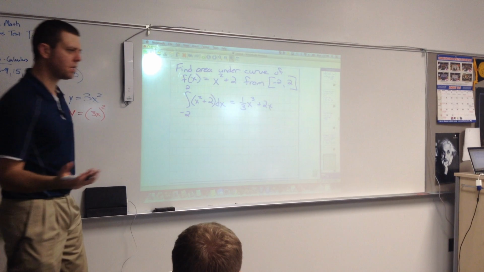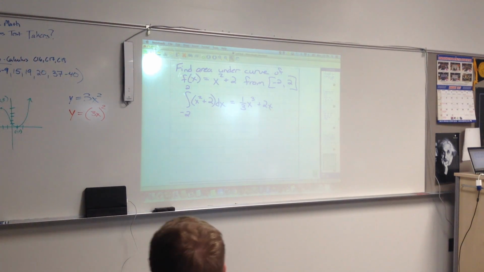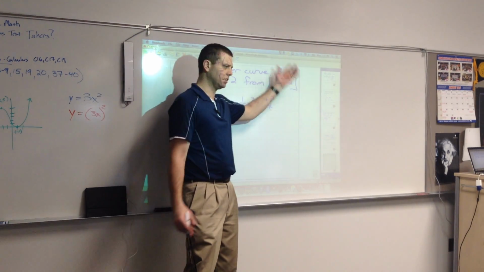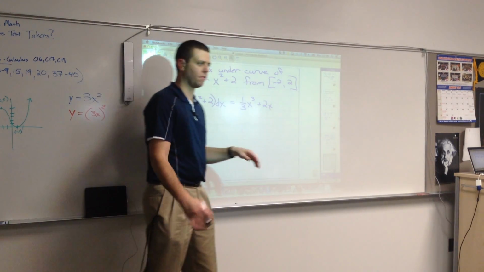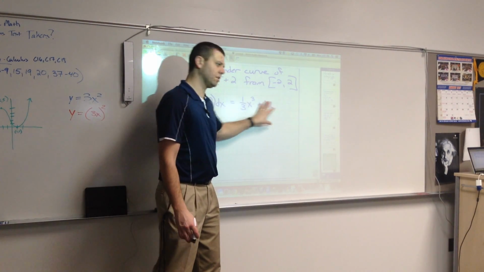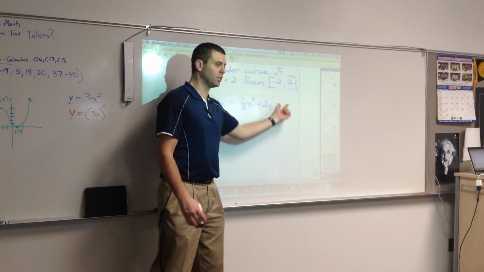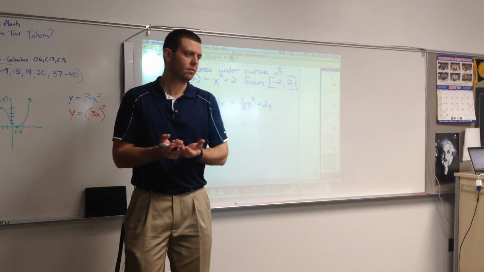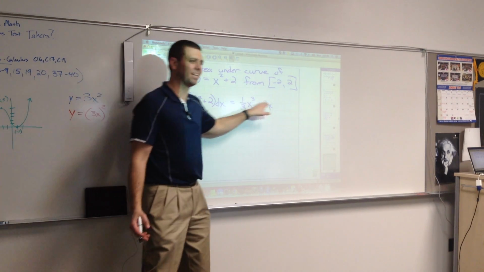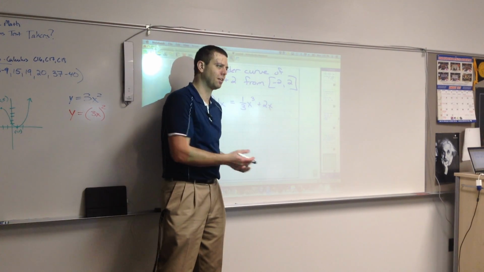And then plus c. Now I'm not going to write that because if you think about it, whatever c is, let's say c is 10, for instance. When I go to plug 2 into the antiderivative, even if there was a plus 10 back there, when I go to subtract out the answer when I plug in a -2, won't we subtract that 10 right back out of there?